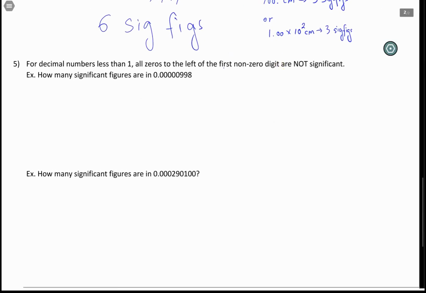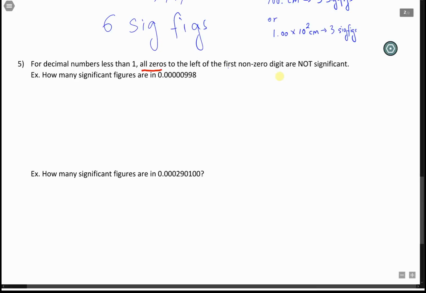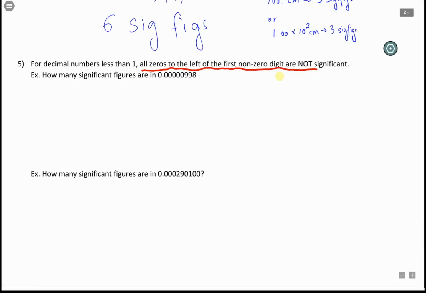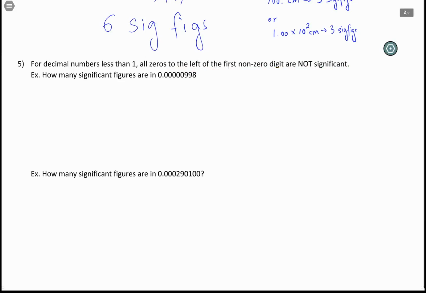But moving on, for decimal numbers less than 1, so we dealt with numbers all greater than 1. What about numbers that are less than 1? If they are, then all zeros to the left of the first non-zero digit are not significant. Okay, that's a mouthful. Let's use that in our next example.